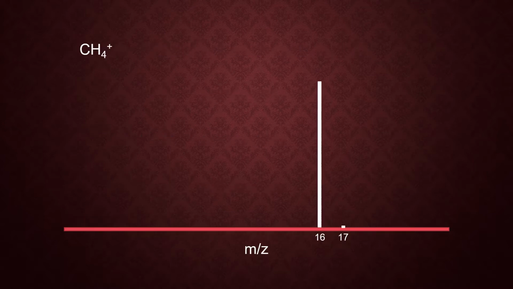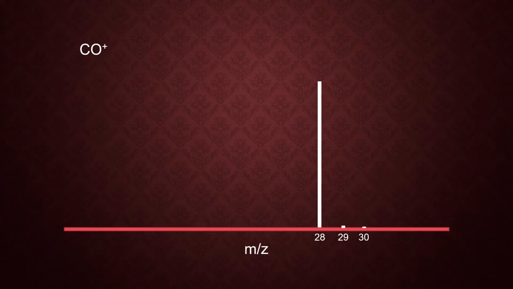Let's start with a simple molecule. Just think of methane. It's been ionized so that the parent molecule, namely the full molecule, comes through the mass spectrometer analyzer intact, missing just 1 electron. So it's going to have an m/z of 16, and you'll see the A+1 satellite line for the carbon at 17.